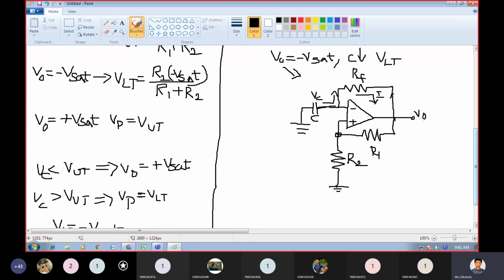As a result, the condition of V0 equals plus V saturation is restabilized, except that C now has an initial charge equal to VLT. Then the capacitor will discharge from VLT to 0 volts and then recharge to VUT, and the process repeats.